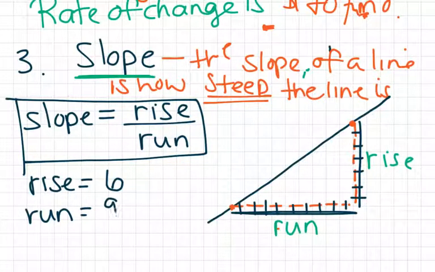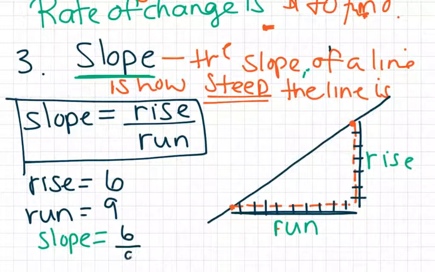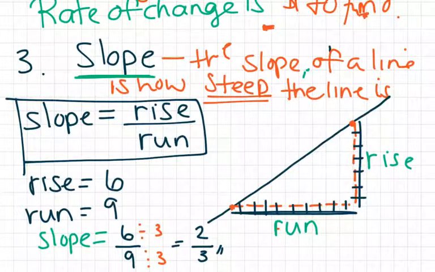Our run is 9. So if we were going to write it as a slope, we would write that the slope equals, since it equals rise over run, 6 over 9, and we're done. And we just have to simplify that as a fraction. If you remember from when we did review, a 3 can go into both of these. So we're just going to be left with 2 over 3. And we're done. So now let's do the example from above. We're going to calculate the slope of the line up here.